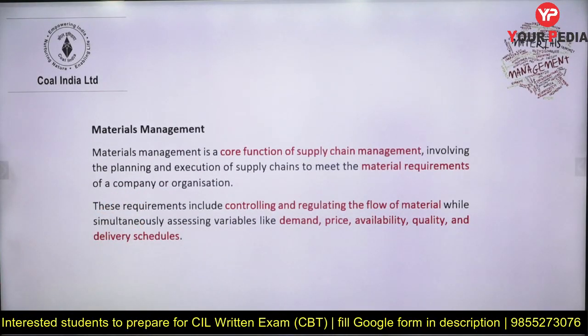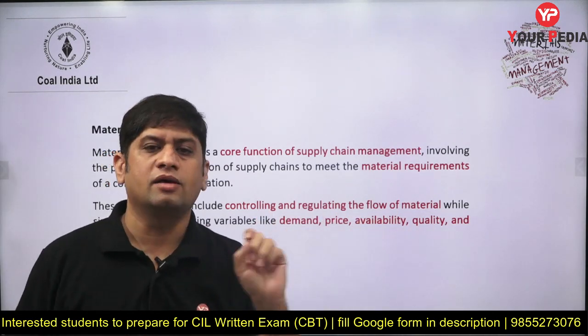So it is a core function of supply chain management, as we know, and it is related to planning and execution so that material requirements are met. So controlling and regulating the flow of material, and also seeing other variables like what is the demand, what is the cost, what is the availability, what is the quality, and delivery schedule. So that means even quality becomes an important part.